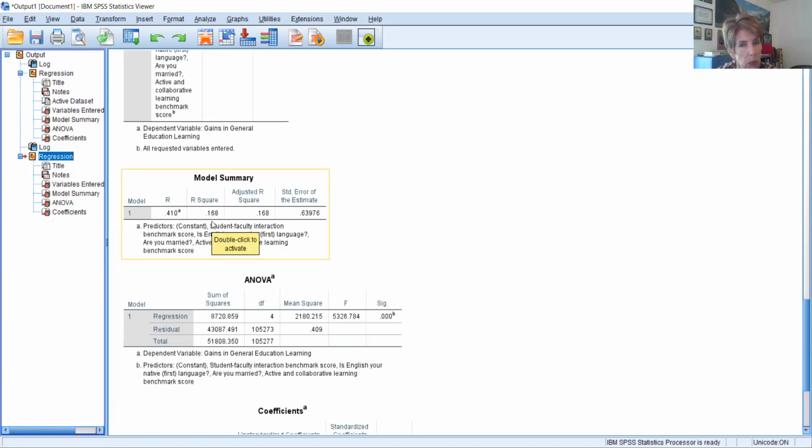Since we have such a big sample, some would argue we should use the adjusted R squared. I think that, well, since they're both the same, it doesn't really matter. But I kind of learned that if you have a sample over 1,000, then you should use the adjusted R squared. Usually they're just a tiny bit different.